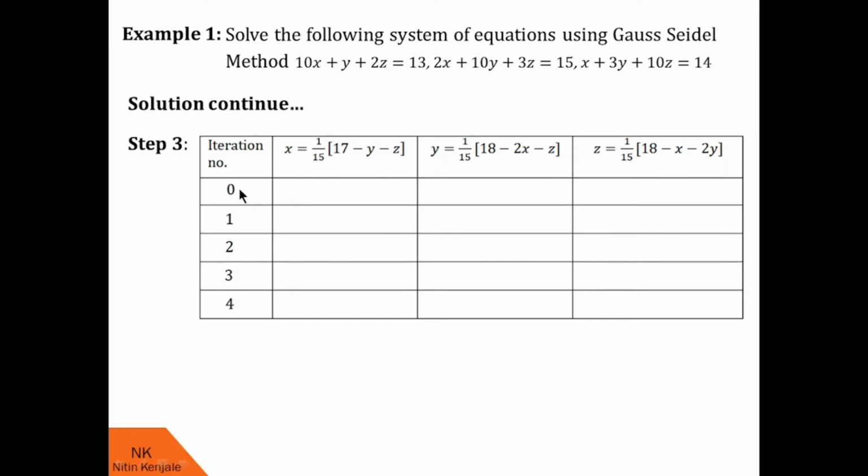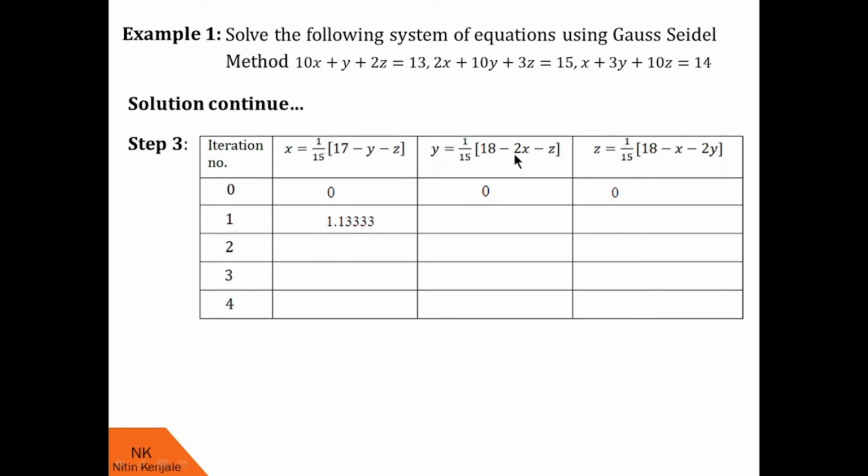Iteration will start from 0. So in the beginning, we have assumed the initial solution is 0, 0, 0. We substitute this value of y and z over here to get updated value of x, say x1. So here after putting y and z 0, we get x as 17 upon 15, which is 1.13333. This is updated value of x.